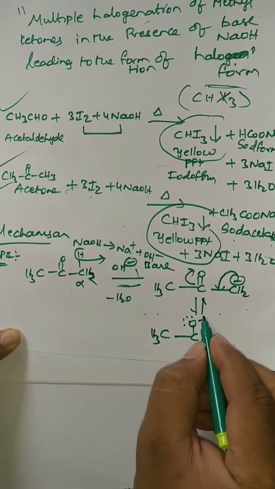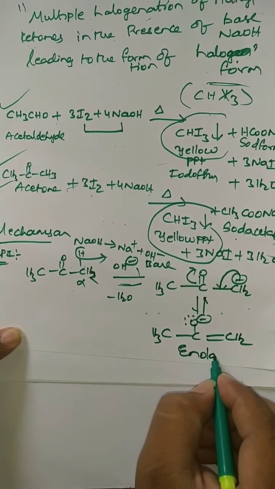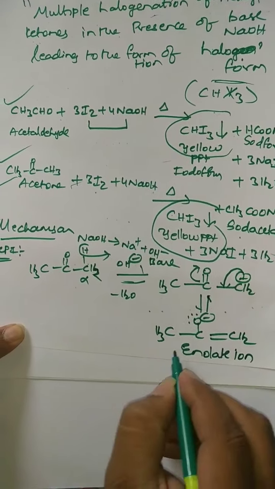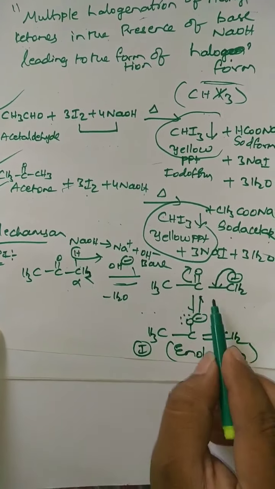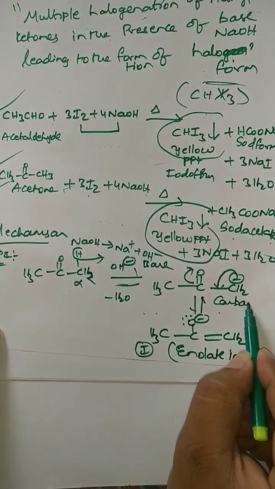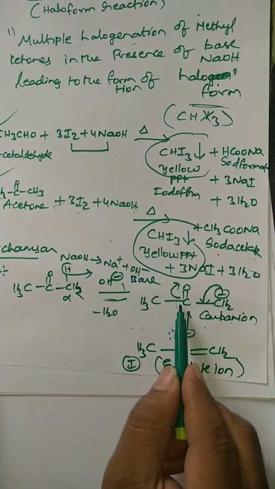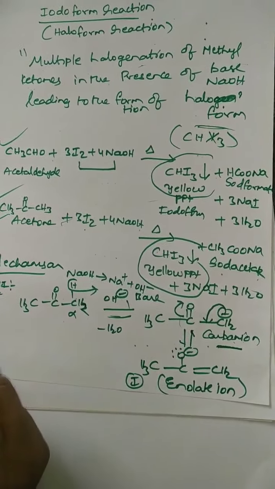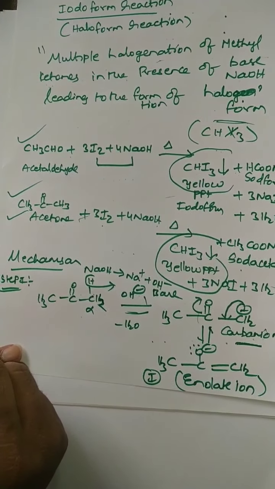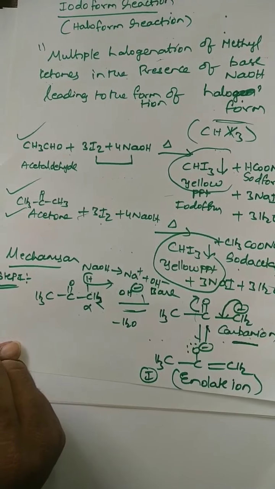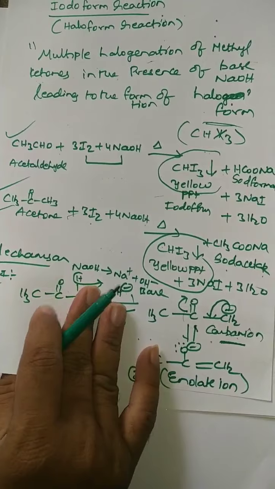CH3C(O-)=CH2, this is called enolate ion. What do we call this one? Enolate ion. First one, what you are going to get? Enolate ion, right? This carbanion is more stable. Why is this carbanion more stable? Here resonance is there. Electron withdrawing groups increase the stability of carbanion. So in iodoform reaction, what is the intermediate generated? Especially useful for IIT students. Carbanion. So this is step 1, right?